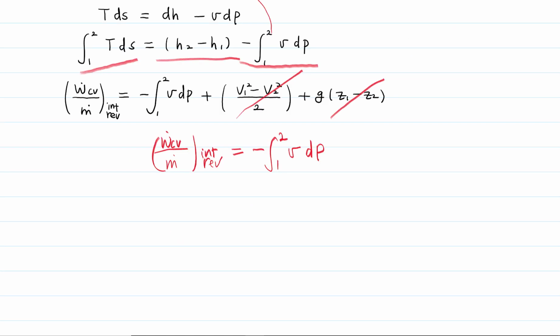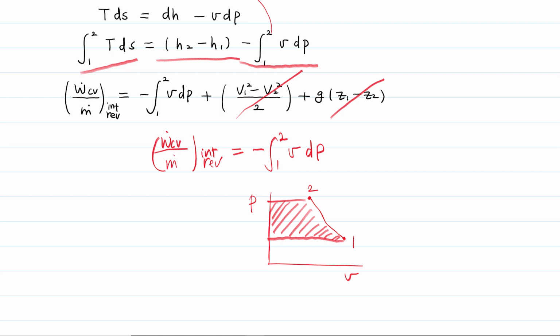So on a PV diagram, this is the inlet 1, this is the exit 2. The work, which is expressed as the integral of v from 1 to 2 with respect to P, is represented as the shaded area. Work is path dependent.